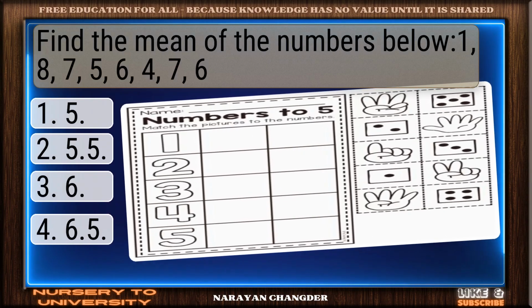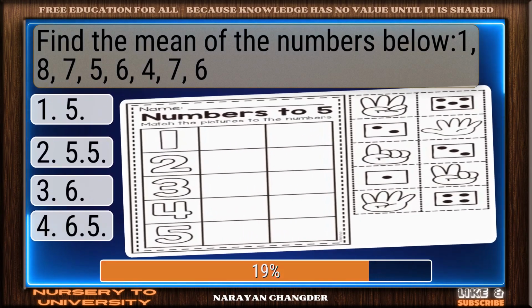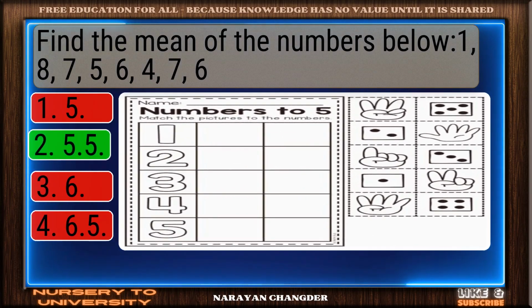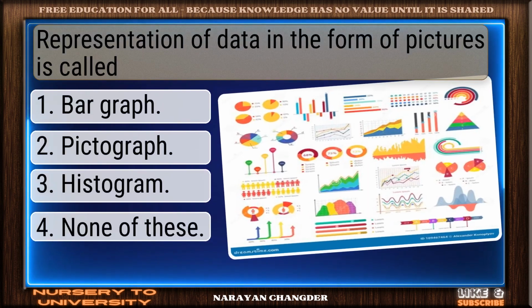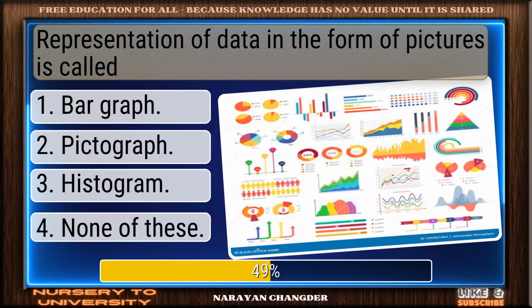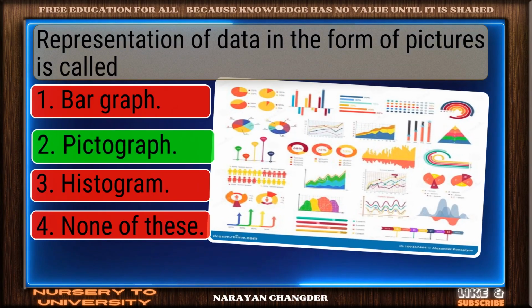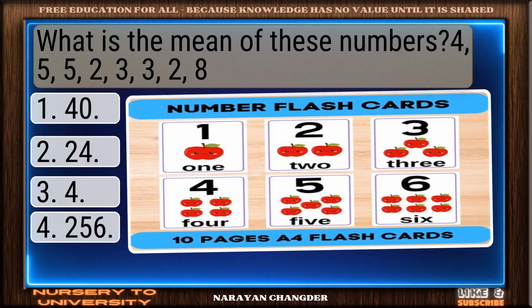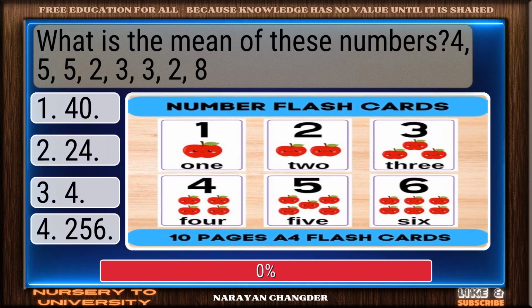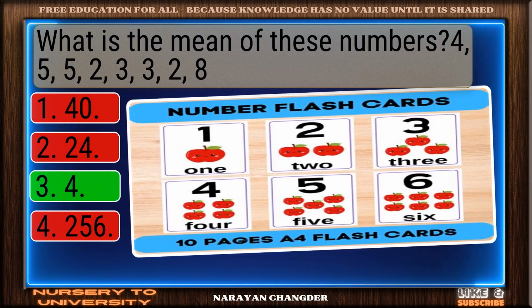Find the mean of the numbers below. Correct. 5.5 is the right answer. Representation of data in the form of pictures is called. You're right. Pictograph is the correct answer. What is the mean of these numbers? Bravo. 4 is the answer.